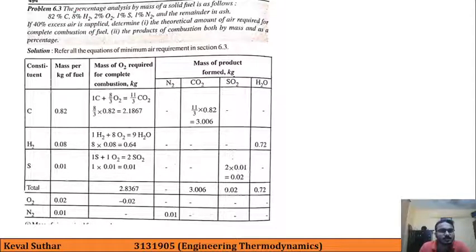Our first problem is: the percentage analysis by mass of a solid fuel is as follows. Here we are given the percentage analysis by mass of a solid fuel, which has this much percentage of each constituent, and the remainder is ash. It is said that 40% excess air is supplied.